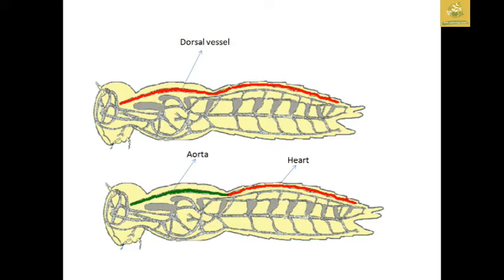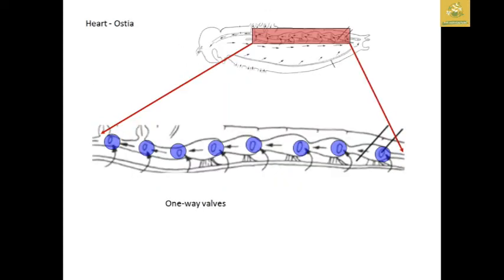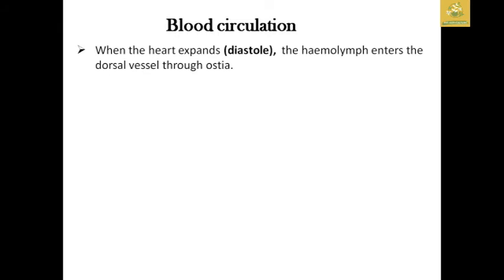In the dorsal vessel, the frontal part is known as the aorta, and the remaining part is known as the heart. The heart consists of several valves known as ostia, which are one-way valves through which the blood enters. Blood circulation happens when the heart expands.